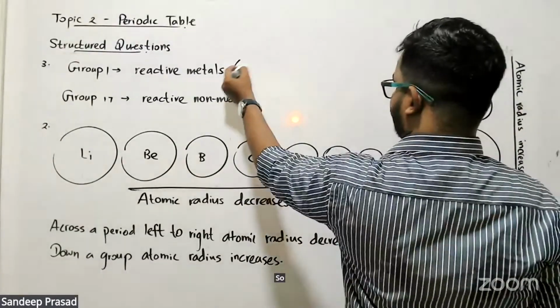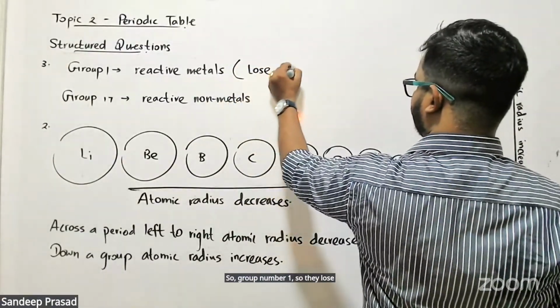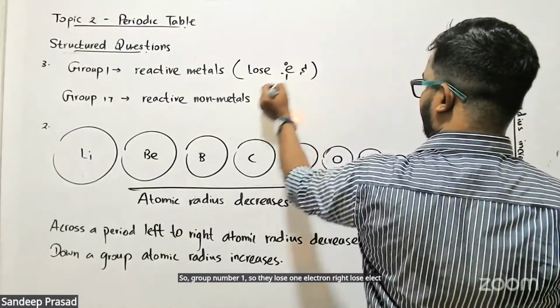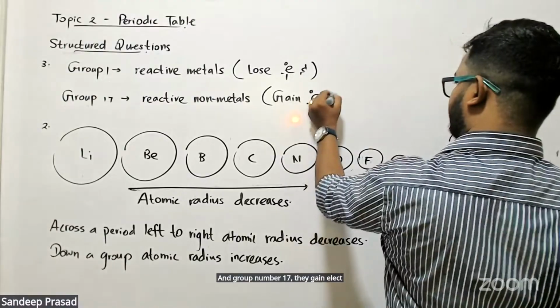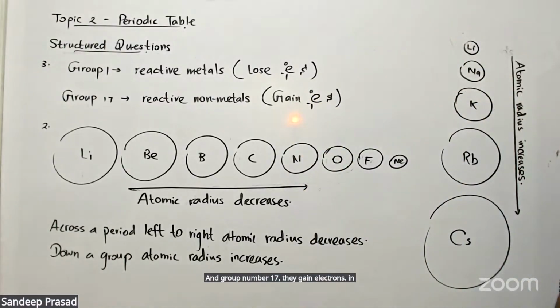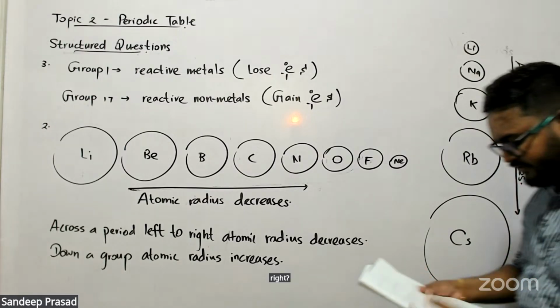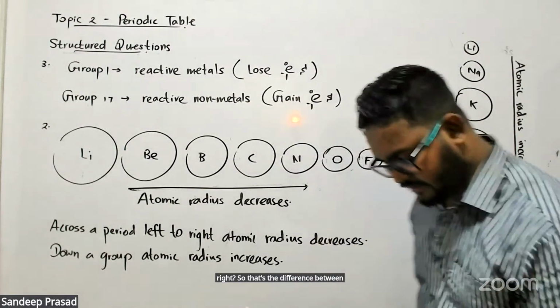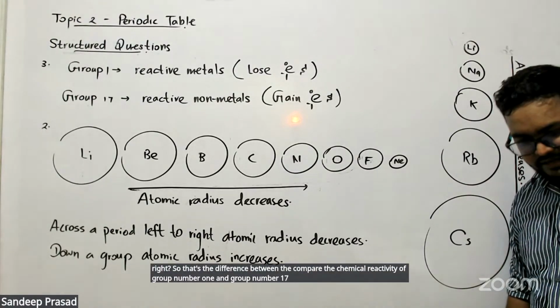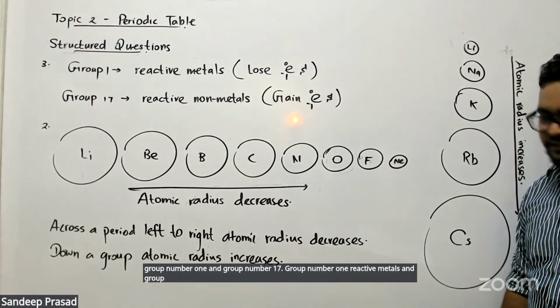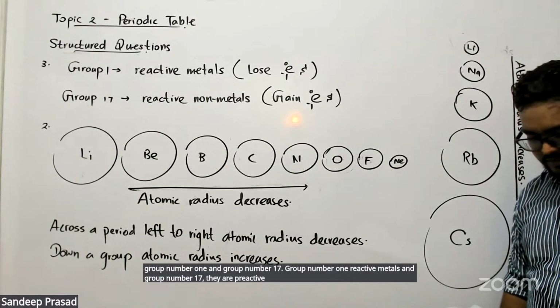Group number 1 lose 1 electron, right? They lose electrons. And group number 17 gain electrons in this way. Understood? So that's the difference in comparing the chemical reactivity of group number 1 and group number 17. Group number 1 are reactive metals and group number 17 are reactive nonmetals. Okay.